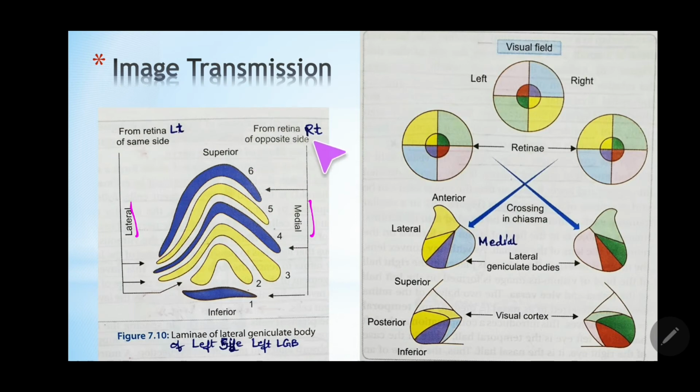Nasal retina from the opposite side, the nasal retina of the right side. These fibers from the opposite side will relay here, synapsing with the third order neurons in particular layers. And remember that the numbering is from below upwards, ventral to dorsal: number 1 is down, number 6 is the most above. The fibers which have decussated at the optic chiasma, coming from the opposite eye, will relay in layers 1, 4 and 6 of the lateral geniculate body.